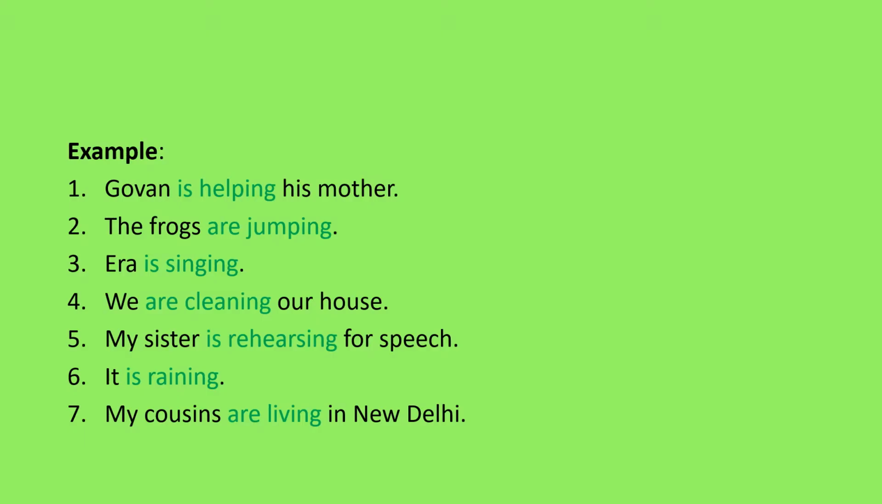Let us see some more examples here. Govan is helping his mother. Govan is singular, so we will use is plus help plus ing. In the second sentence, the frogs are jumping. The frogs are plural, so we are going to use are with frogs plus jump plus ing. Similarly, Era is singing. Fourth, we are cleaning our house. Fifth, my sister is rehearsing for speech. Sixth, it is raining. Seventh, my cousins are living in New Delhi.